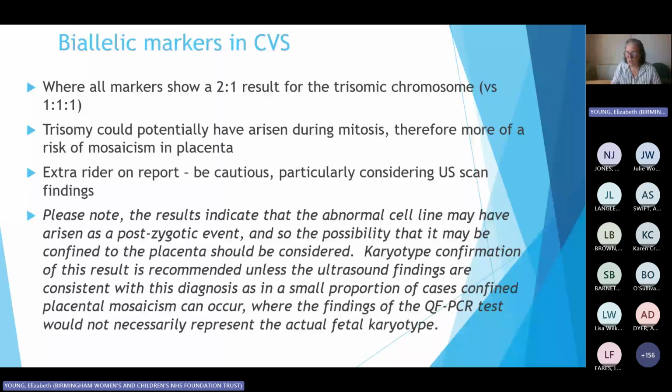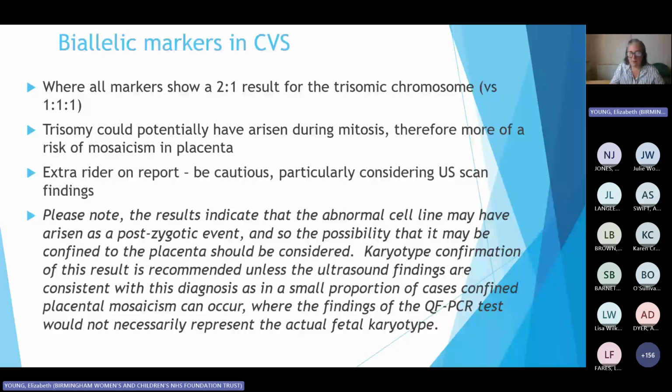If that does happen, though, we will flag it on the report to be extra cautious, to say that although we've detected a trisomy, it might have arisen postzygotically. It might have arisen just in the placenta. So you need to consider that. And we would recommend that unless the pregnancy has scan findings consistent with a trisomy, you wait for the karyotype result, which is going to be the gold standard result, before taking any further actions.